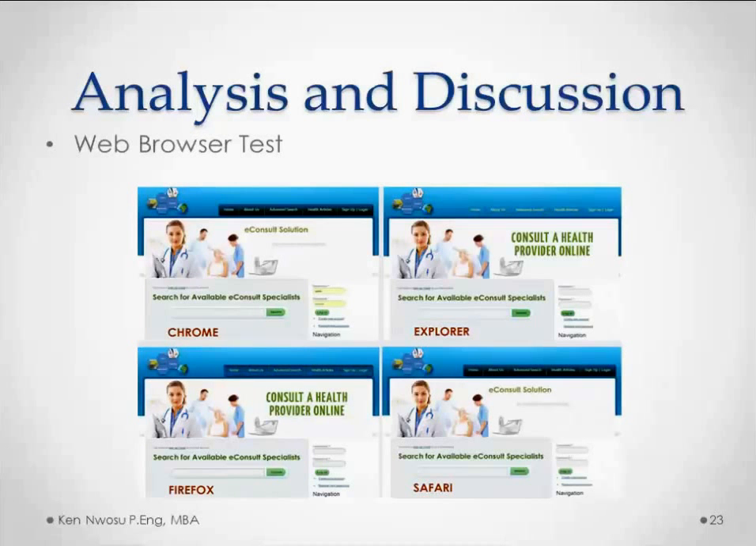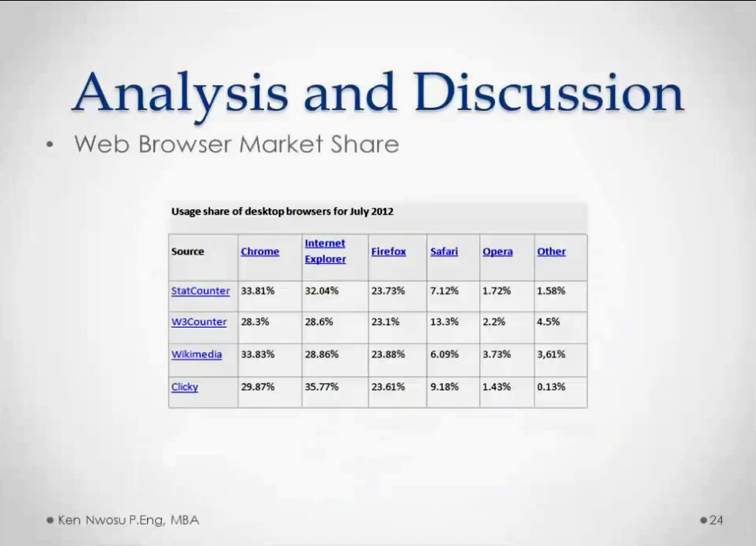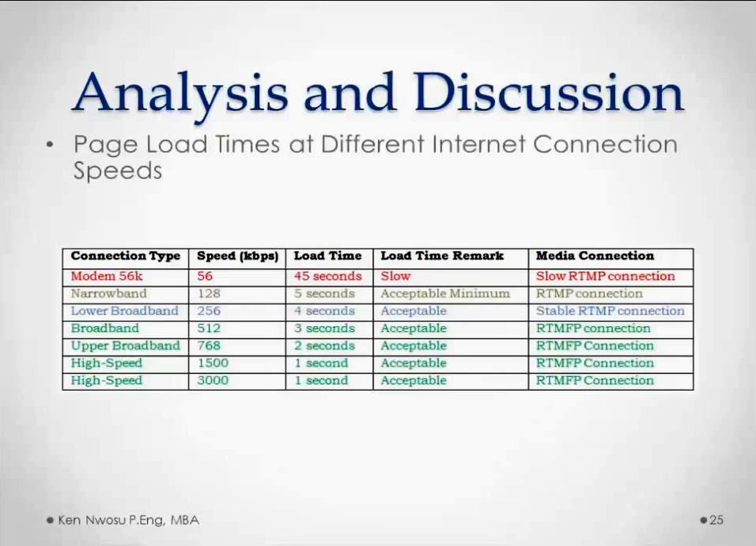Web browser test. As shown, the four major web browsers interpreted the page's CSS differently. The site performed well on Chrome, Safari, Firefox, and Internet Explorer. The minor differences were in the menus. Usage share of desktop browsers for July 2012. As shown, Chrome, Internet Explorer, Firefox, and Safari dominate the market. This is to explain why the site was tested for those four browsers only.